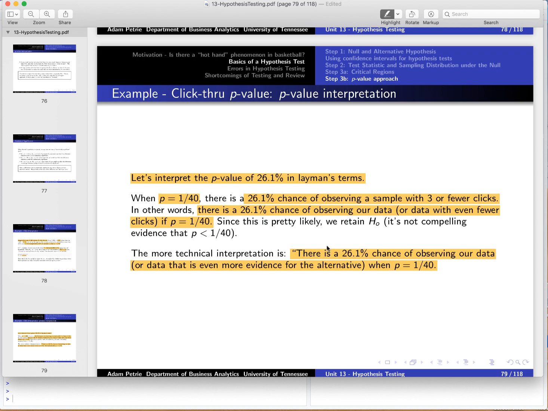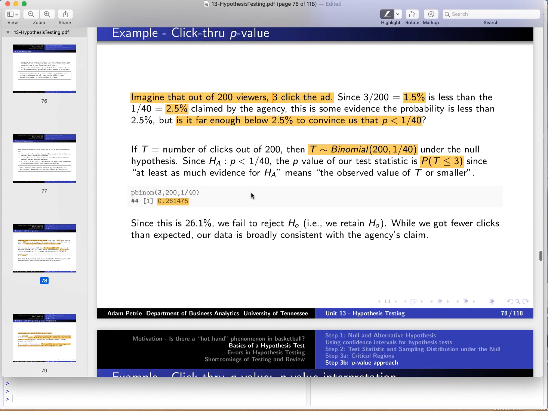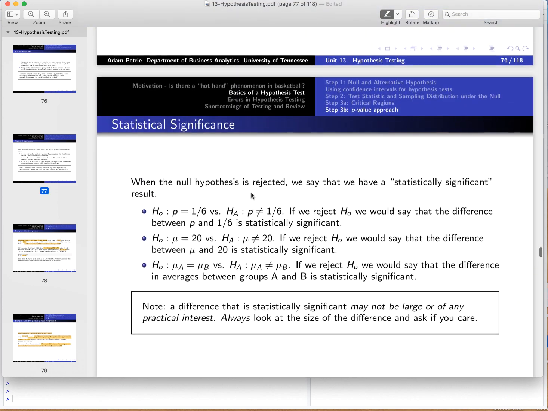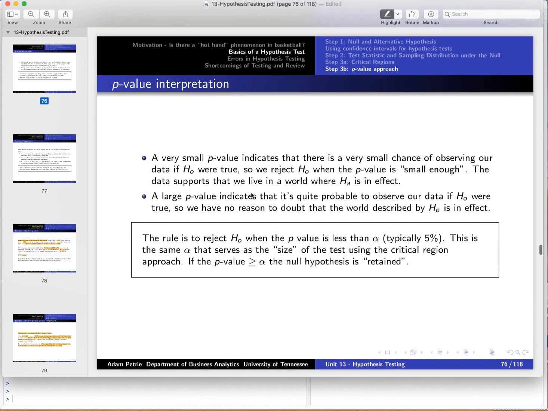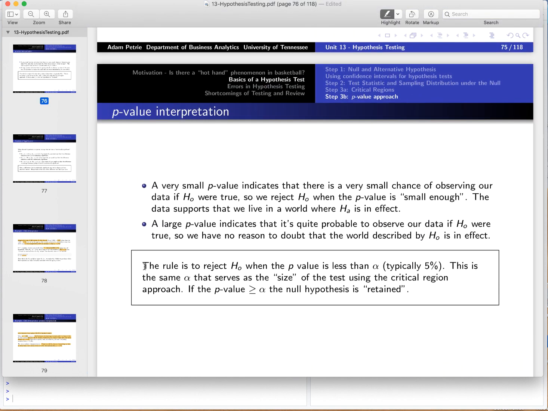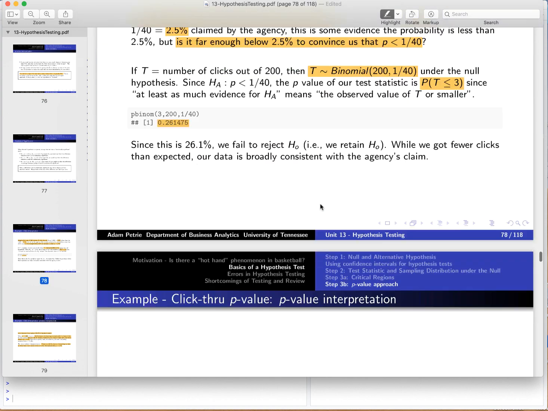So what's going to be our threshold? How low does this p-value have to go in order for us to reject the null hypothesis? Well, there's a few standards that we have. The standard rule is to reject the null hypothesis when we get a p-value that's less than alpha, the type 1 error rate of the test that we get to choose. Since we almost universally take that to be 5%, we reject the null hypothesis when we get a p-value that's less than 0.05. Otherwise, we retain that null hypothesis.